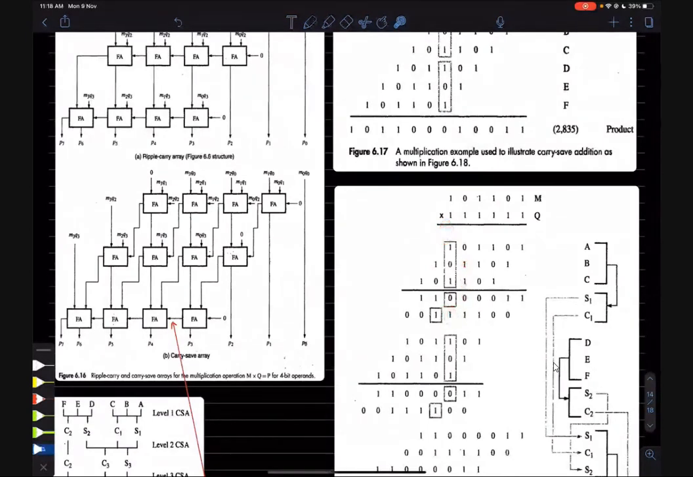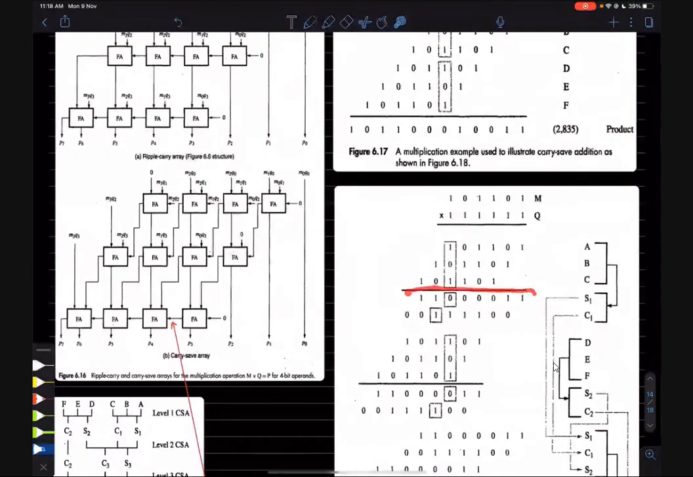Then 1 plus 0 plus 1 is 10. That is 0, and 1 carry is generated. That carry will be saved here. Then 1 plus 0 is 1, no carry. Then 1, no carry. Understood this part? If you understood this part, then carry save addition is over. Any doubt in this case? You can unmute and ask. Anyone is having any doubt?